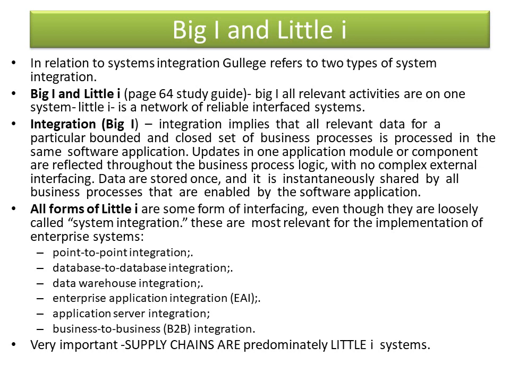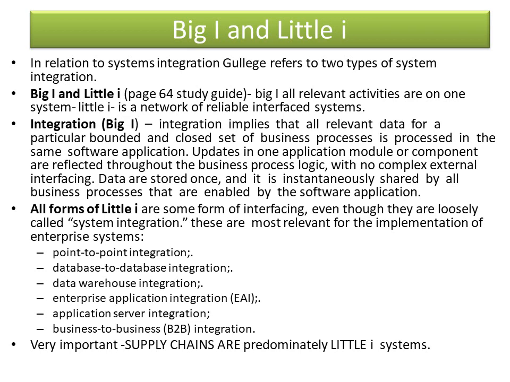It's highly unlikely we'll ever get everybody in a supply chain on the same system, although with cloud computing perhaps it could happen. So big I integration implies all data for a particularly bounded and closed set of processes is processed in the same software application. Updates in one application module are reflected throughout the business. So it's not the same as everyone having SAP. It means everyone's got the same database that they all integrate with.